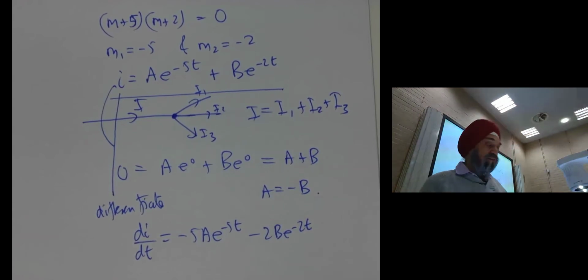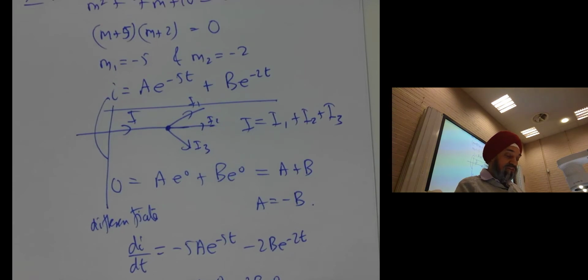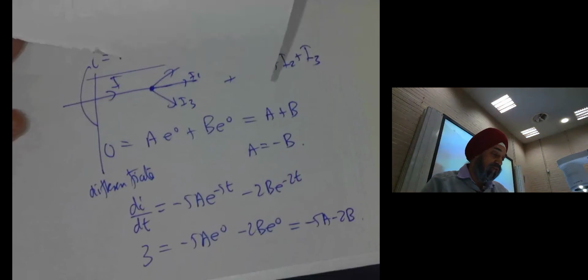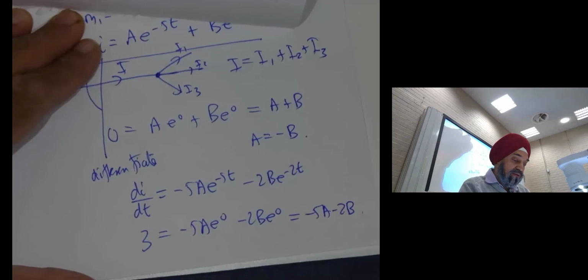And now, what do you know? What information are you given about this differential equation? It's 3 when t is 0. So you're told that it is equal to 3: minus 5a e to 0 minus 2b e to the 0, and e to the 0 is 1. So it's minus 5a minus 2b. So what you've got is to solve these simultaneous equations: A plus b is 0, and minus 5a minus 2b is equal to 3.